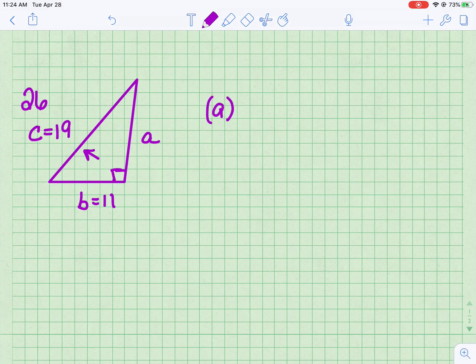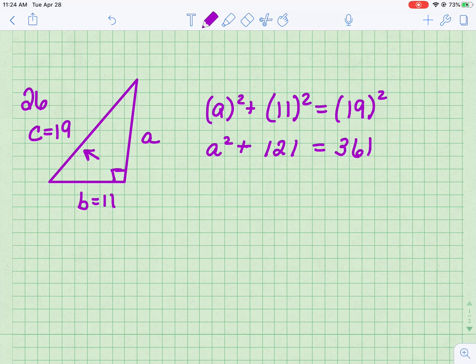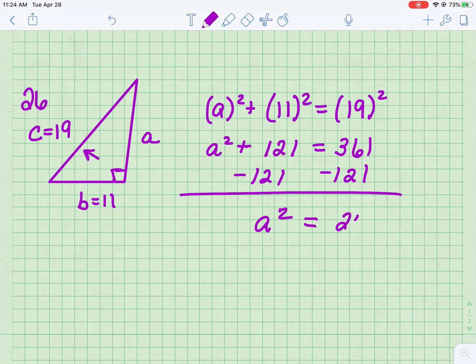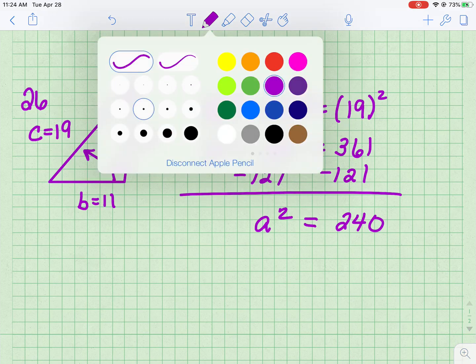It's going to be A squared plus B squared. That's an extra little dot there. I don't want anybody to think that's a negative. Equals 19 squared. So I have A squared plus 121 equals, and then 19 squared is 361. Now I actually have to solve this equation. So I'm going to subtract 121 from both sides, and I'm going to get A squared equals 240. Oh, I'm going to square root both sides, sorry.